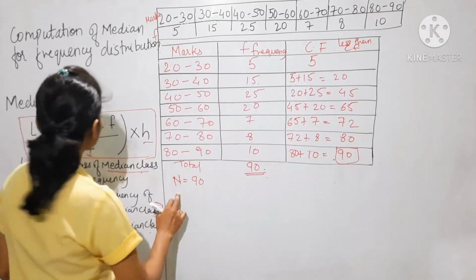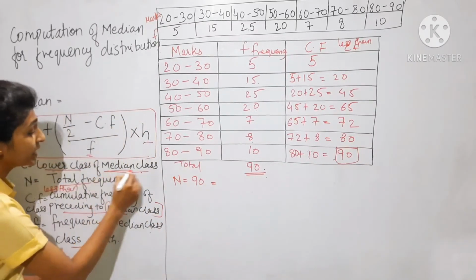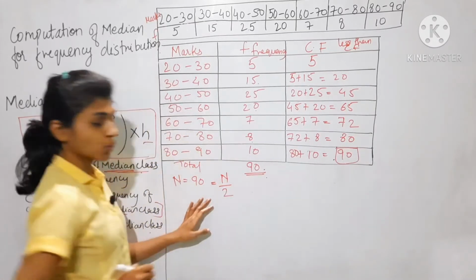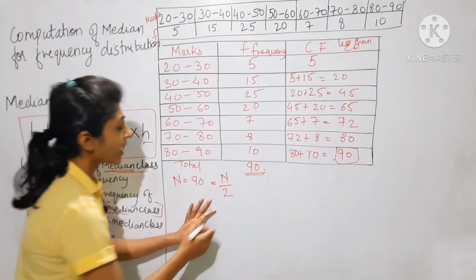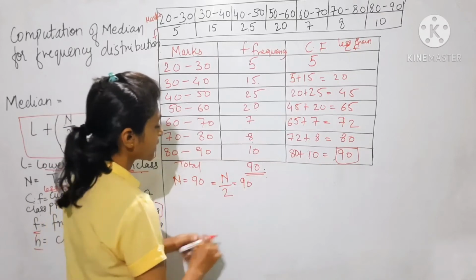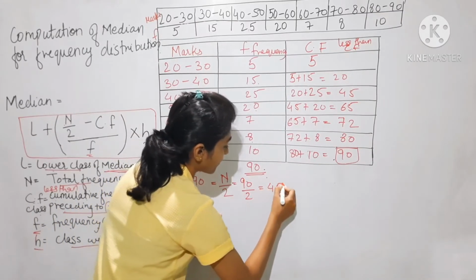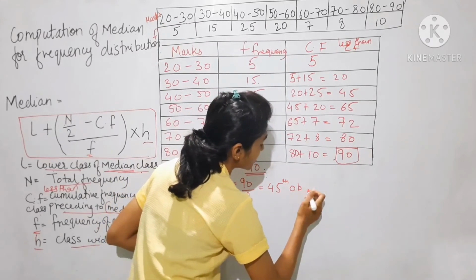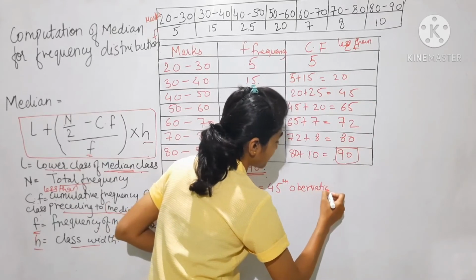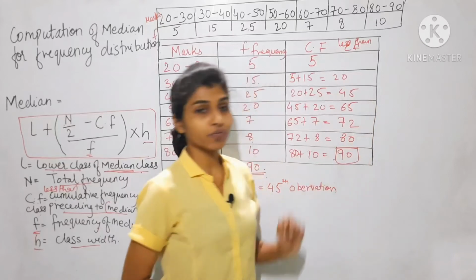Now write down, to find n. Okay, we have to find the median class. How are we going to find the median class? n upon 2. So n is what? We have got 90. 90 divided by 2, we get 45. That means 45 observation.